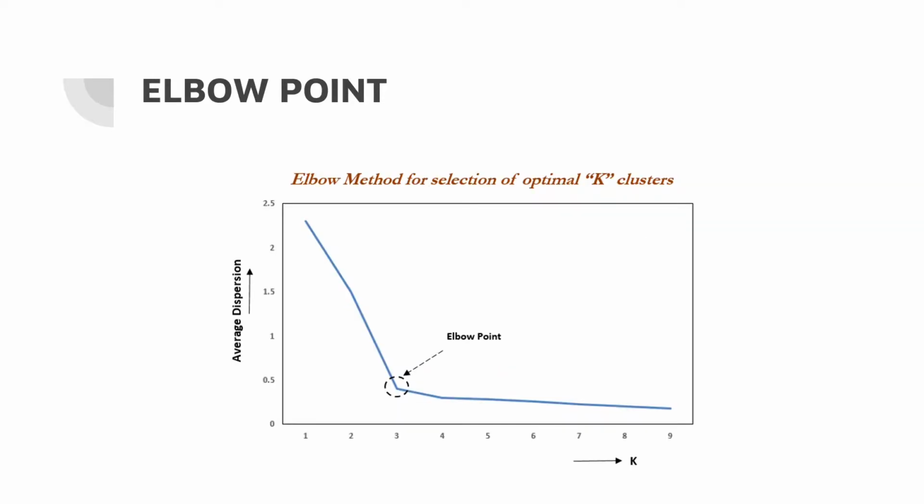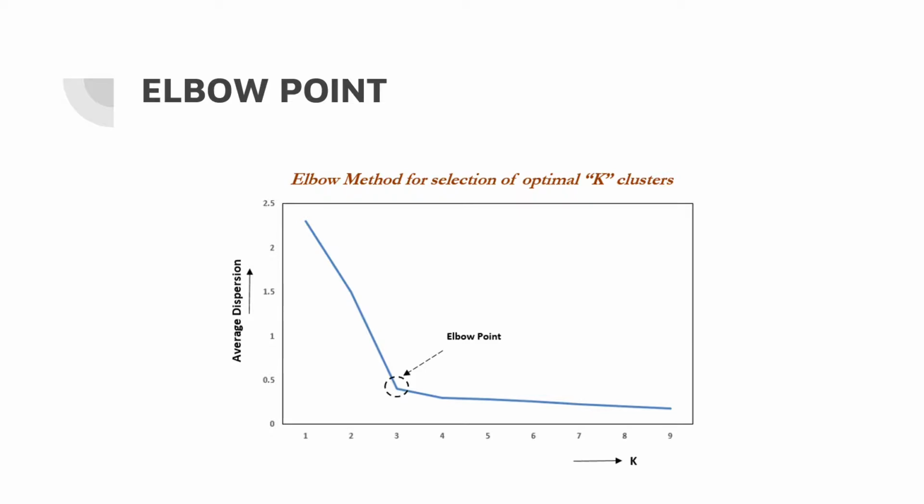So with clustering, how can we get to know which is the right number of clusters required for a particular dataset? For this, there is something called the elbow point. Firstly, we need to make a plot with the number of clusters on the x-axis and the average distortions on the y-axis.